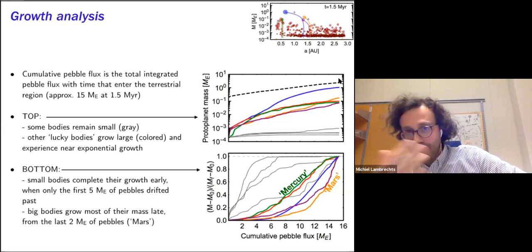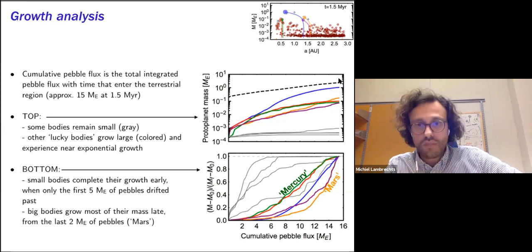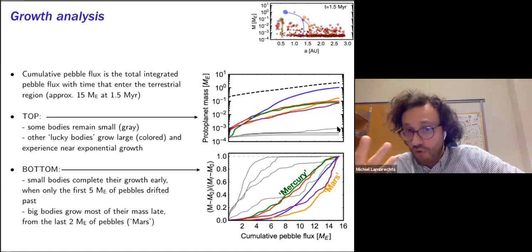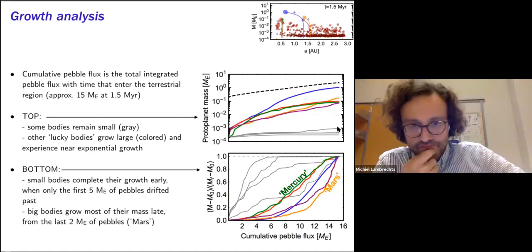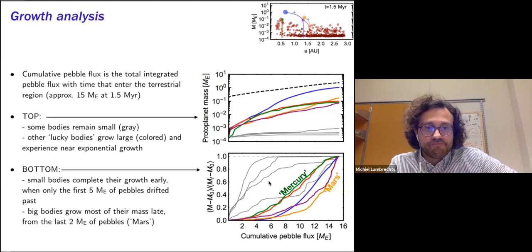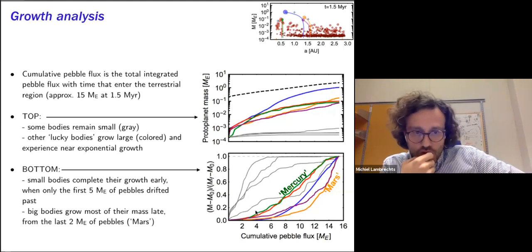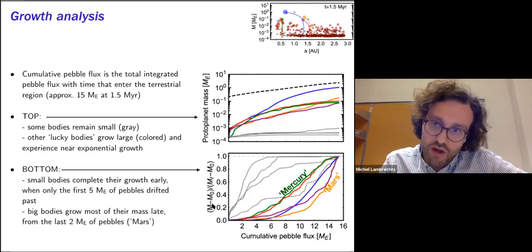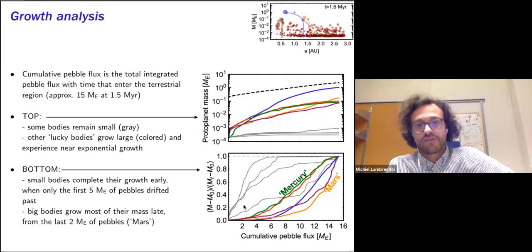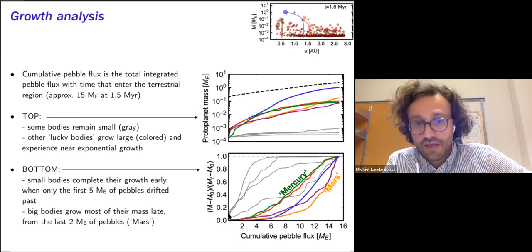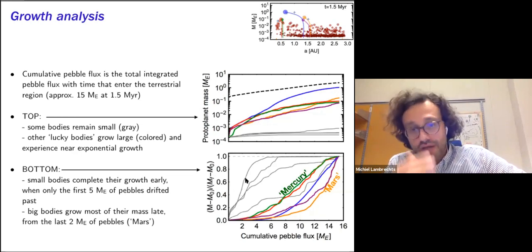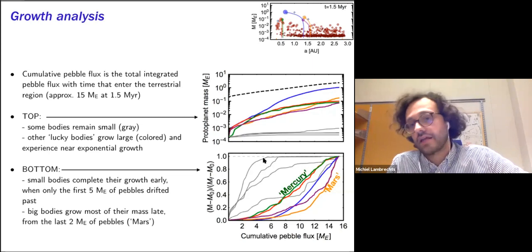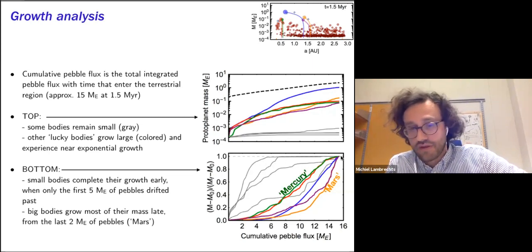The dashed line here is the total mass in planets. Then for illustration, I also show some gray lines here, which are some bodies that remain small. Okay, so some of the remaining planetesimals. And then here in the bottom, I show, let's say, the mass fraction, so how large they've grown with respect to their final mass. So for example, these gray bodies here, they grow initially very quickly by some combination of planetesimal collisions and some pebble accretion, then they get high inclination. Essentially, their growth stalls and you don't see much growth.